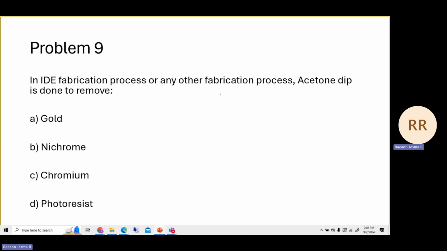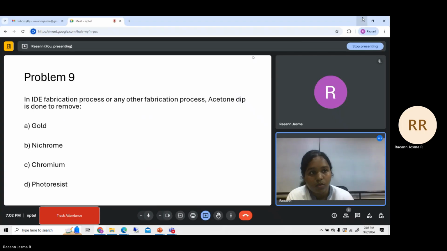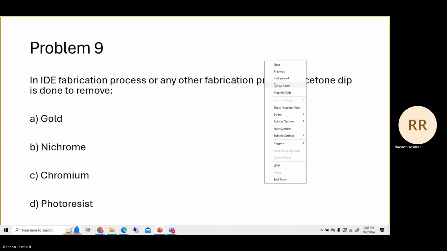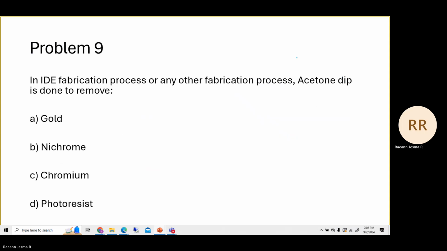I think we saw this in one of the previous questions, right? Acetone is a solvent. So the answer is option D, photoresist. Options A, B, and C are all three metals. In order to etch metals, we generally use some sort of acid-based etchants to remove the metals.